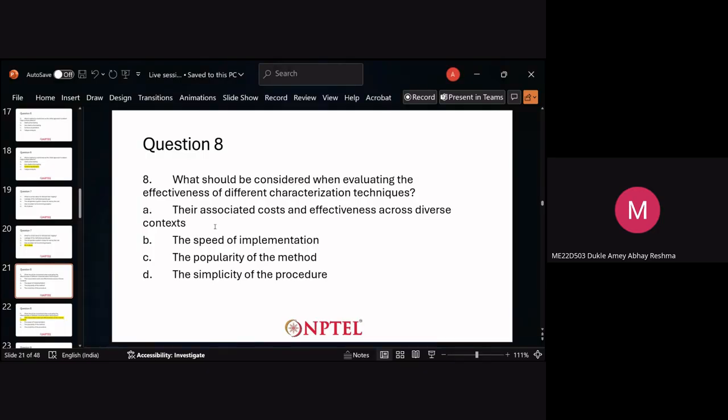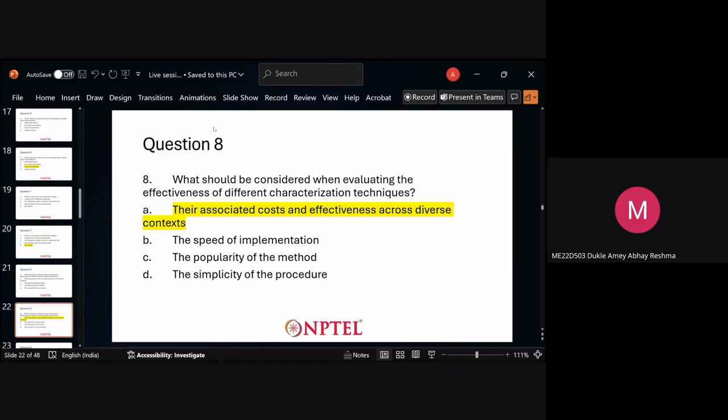So moving to the eighth question, what should be considered when evaluating the effectiveness of the different characterization techniques: their associated costs and effectiveness across diverse contexts, the speed of implementation, the popularity of the method, or the simplicity of the procedure? So the answer is their associated cost and effectiveness across diverse contexts.